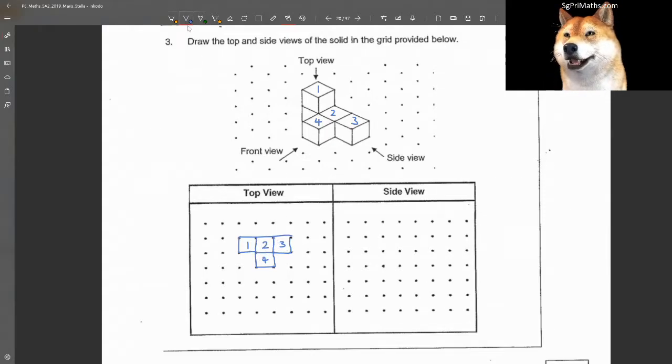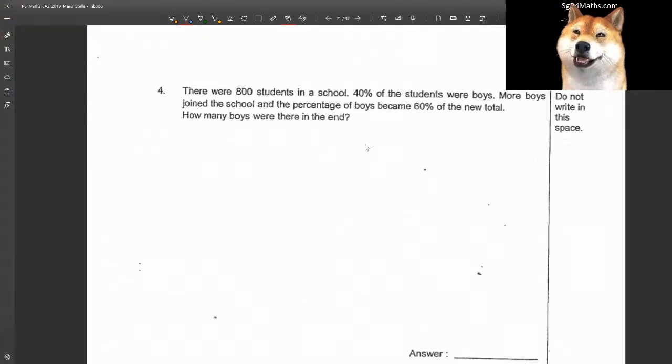Then let's draw the side view. Side view is looking through here, so this is maybe the first block, second block, and third block. First block is here. The third block is right side of the first block. The second block is on top of the third block. And that's it.